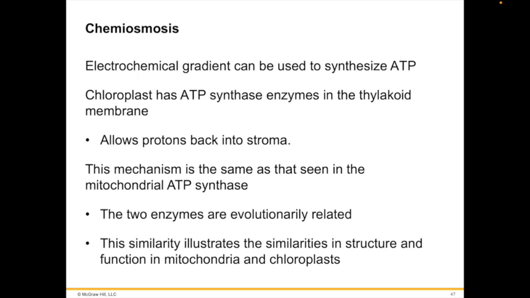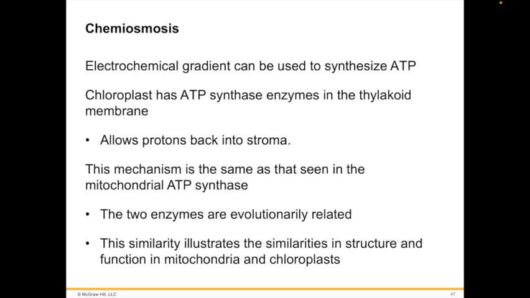The chloroplast has ATP synthase enzymes in the thylakoid membrane that form a channel allowing protons to cross back out into the stroma. These channels protrude like knobs on the external surface of the thylakoid membrane. As protons pass out of the thylakoid through the ATP synthase channel, ADP is phosphorylated to ATP and released into the stroma.